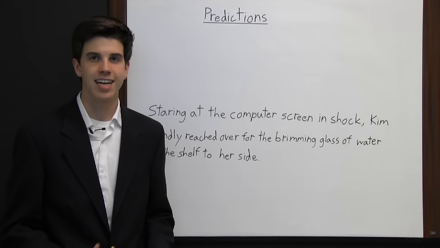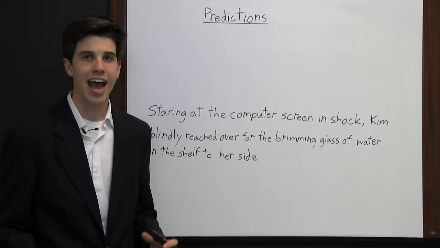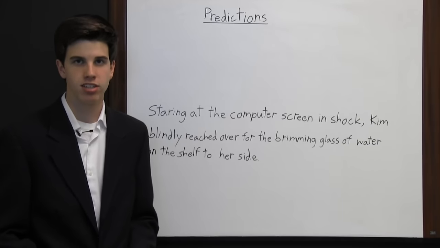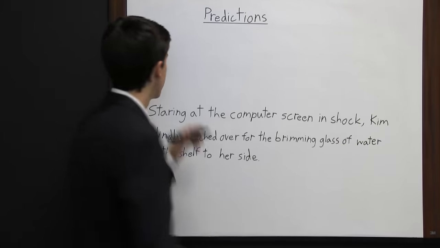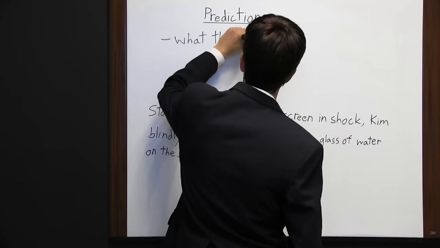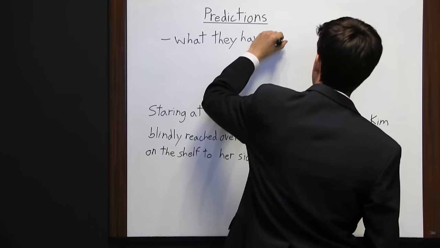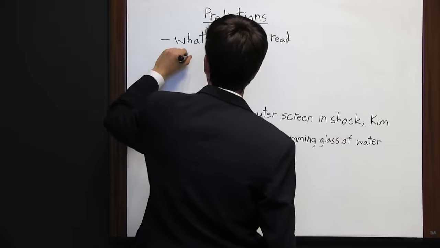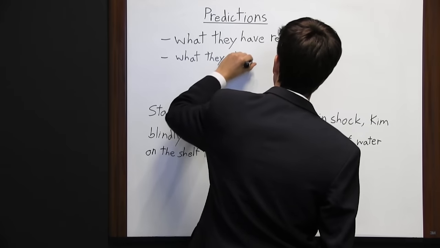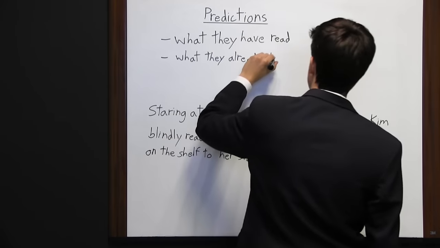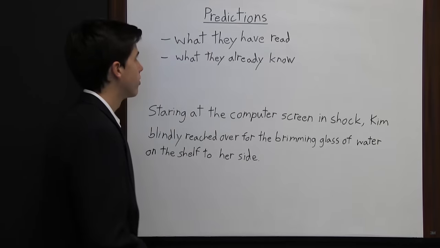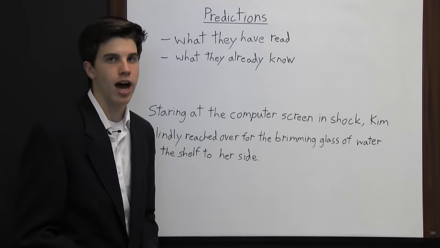A prediction is a guess about what will happen next. So when a reader actively engages in whatever they are reading, they naturally make predictions about what will happen next. And they base these predictions off of what they have read, and what they already know. So by taking what they have read and what they already know, a reader can formulate what they think will happen next in the story.